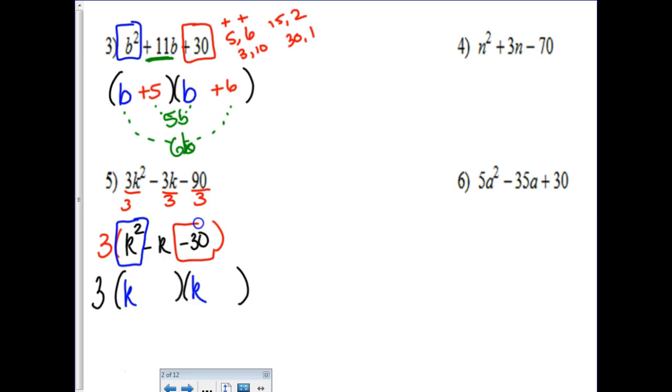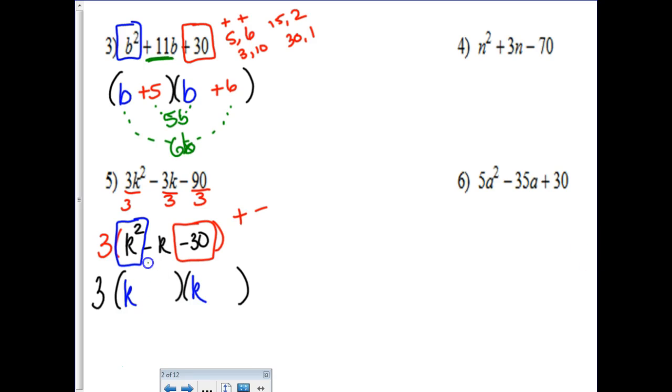And then, oh, this is kind of boring. It's 30 again, but this time it's a negative 30, so the signs are going to have to be one positive and one negative. So I'm going to kind of steal my numbers from up here. I got 5 and 6, 3 and 10, 15 and 2, 30 and 1. So again, it's going to be 5 and 6. I just have to be careful who's negative.